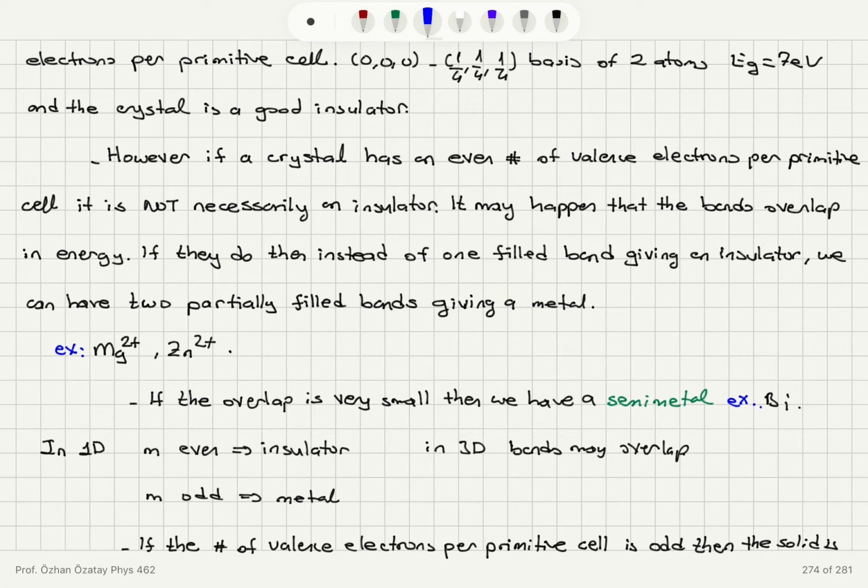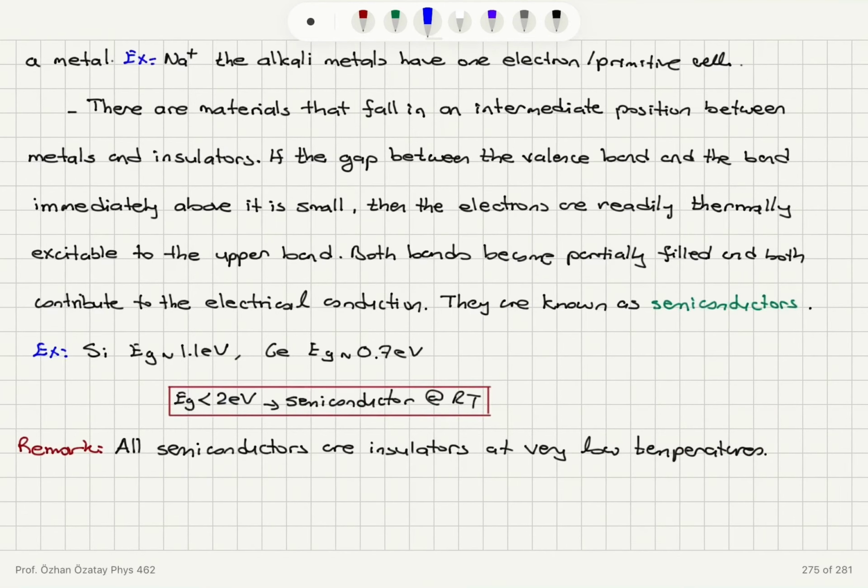Now, on the other hand, if the number of valence electrons per primitive cell is odd, then the solid has to be a metal. For example, sodium has one valence electron introduced to the lattice. The alkali metals in general will have one valence electron per primitive cell. So these will be metals.